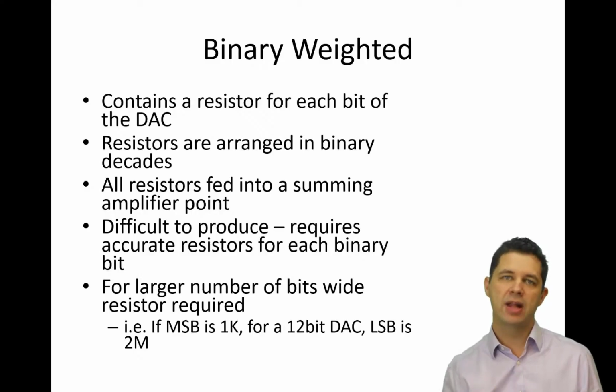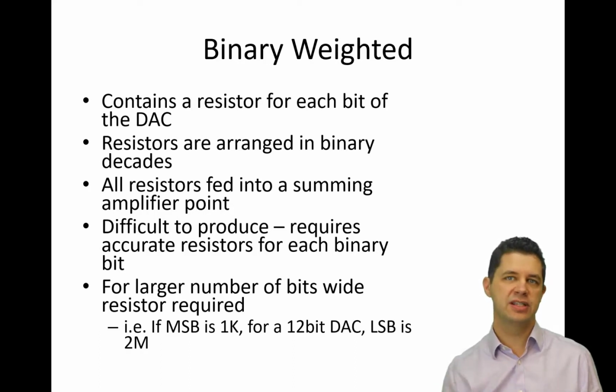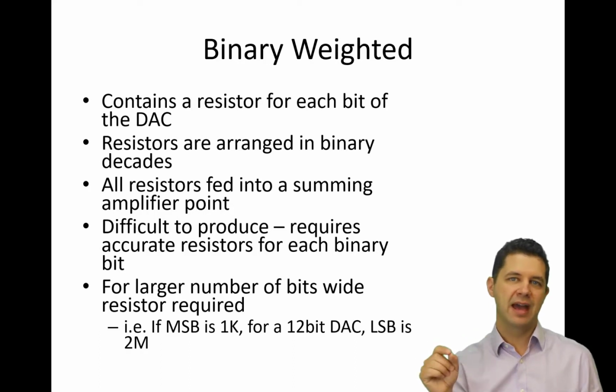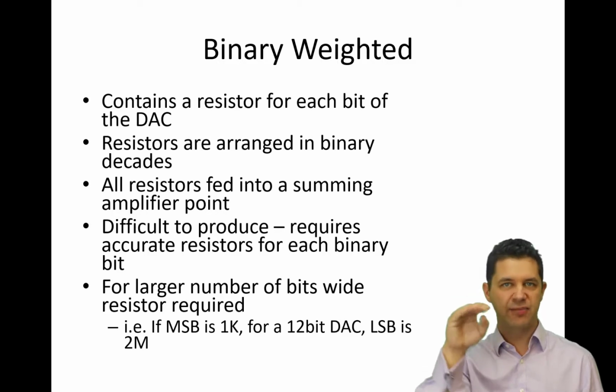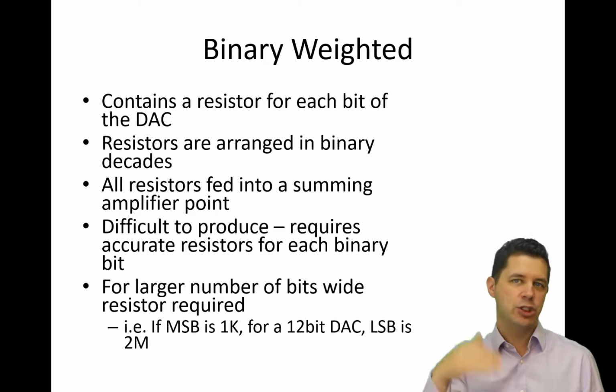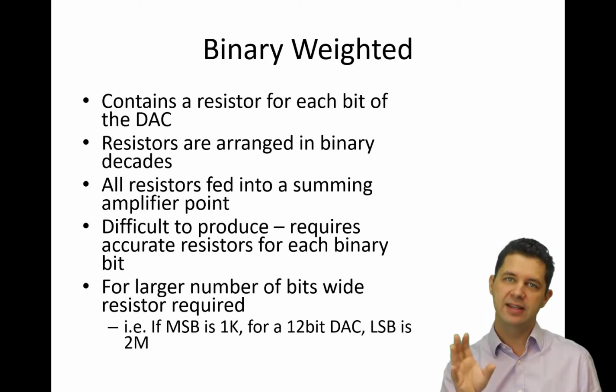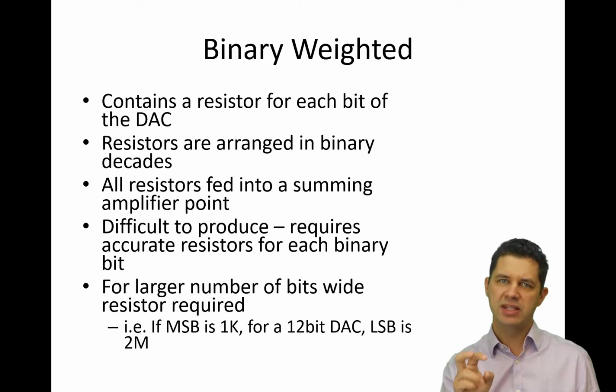Our next one's our binary weighted DAC, and here, rather than using a ladder of resistors, we're using a resistor for each bit of our DAC. We arrange them in a series of binary decades, so rather than all being matched exactly the same, each successive resistor doubles in the resistance that it has. We feed these all together into a summing amplifier, and these can be quite difficult to produce.